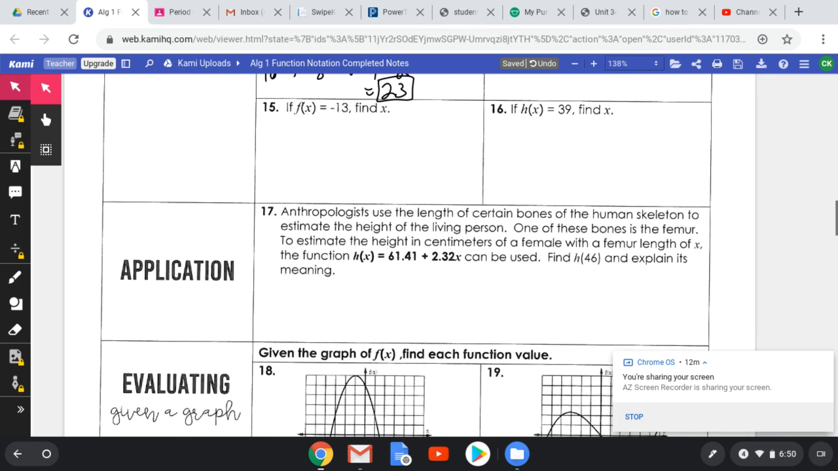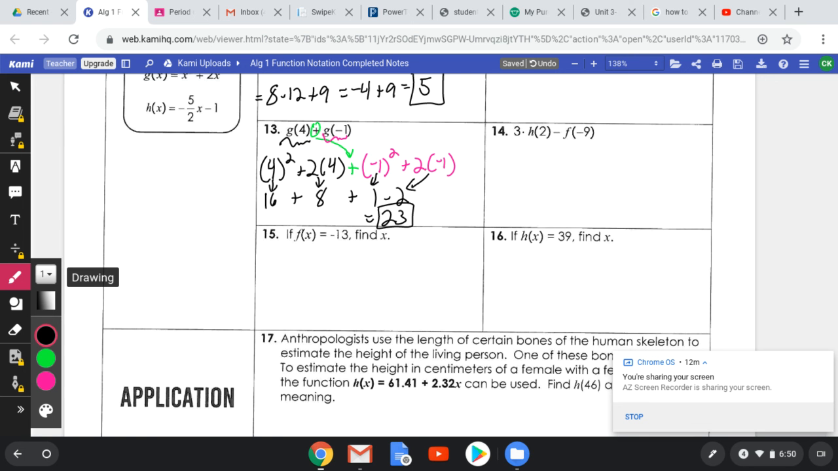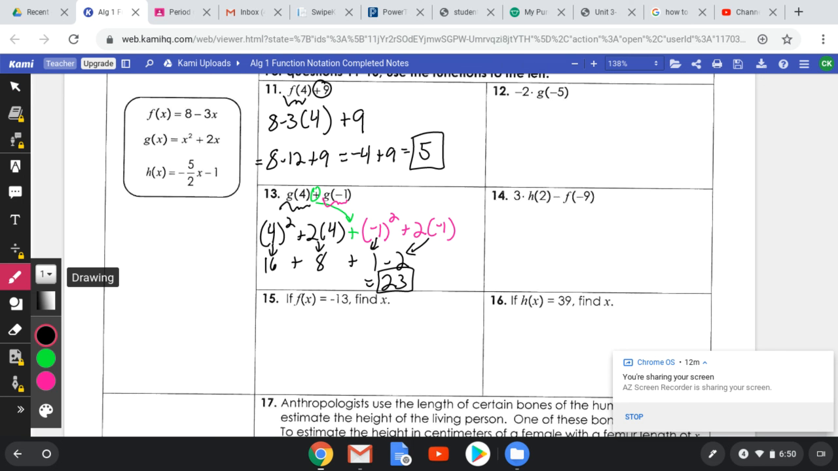And now, if I look at number 15 here, it's a little bit different, if you see. Instead of saying f of x, or f of negative 13, it says now f of x equals negative 13, and to find x. So whenever I see it written like this here, that doesn't mean you take negative 13 and plug it in for x, because what is the problem saying? It's saying find x. So what you have to do instead is you have to set your equation of f of x equal to negative 13. So I'm going to take 8 minus 3x, set it equal to negative 13.